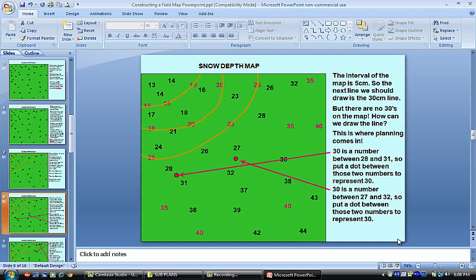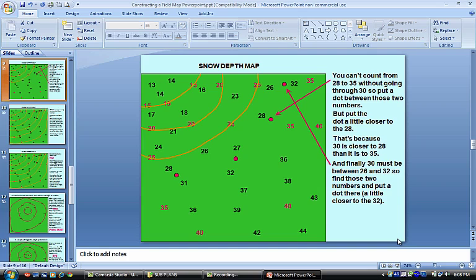So on the left hand side we have 28 and 31, so 30 would be roughly in the middle. Okay, so let's move to the right. We have 27 and 32. Plot 30 roughly in the middle also. Okay, so this is our starting point. We need to make dots if they're not already there.